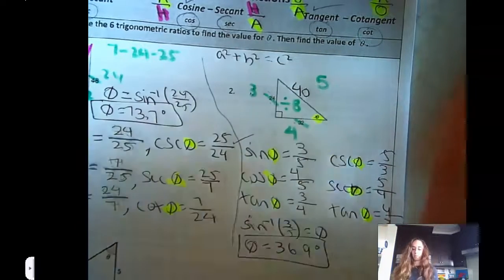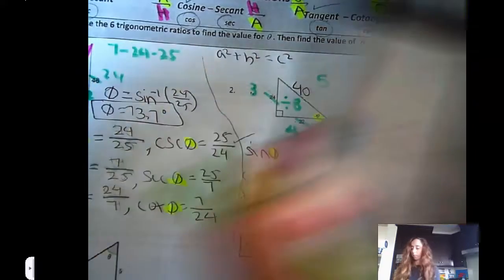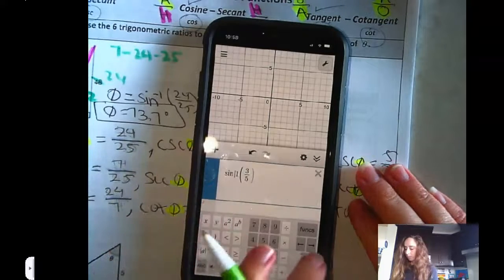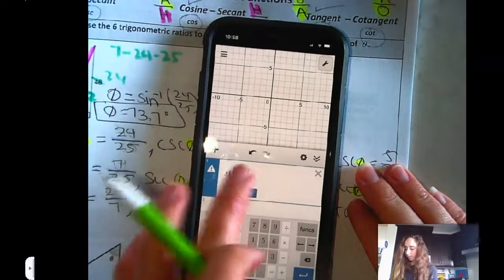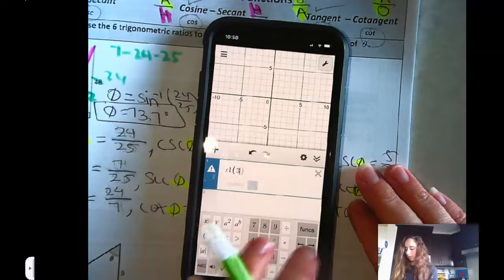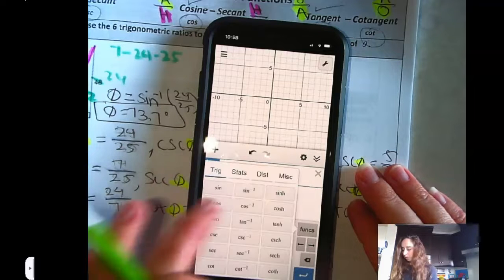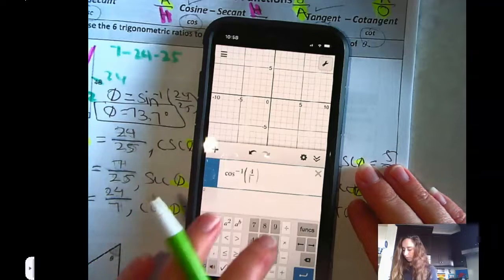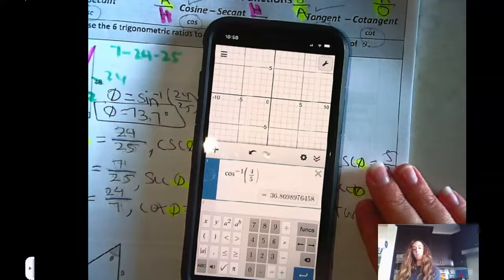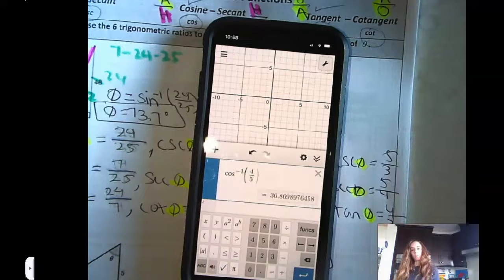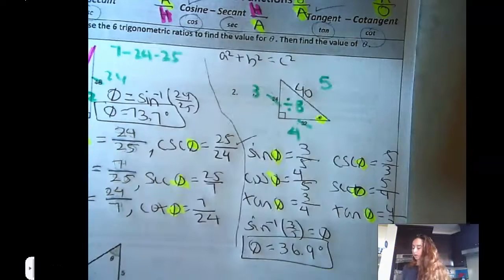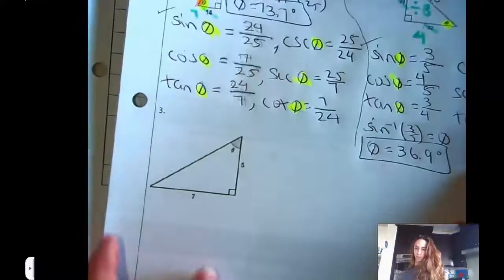I could pick cosine, okay? So I could come over here and I could pick cosine. Let's see, I'll just start again. Functions, inverse cosine of 4/5. And you're going to notice something weird, and we're going to talk about it later. Okay, so just right now, say sounds good. All right. So now we're going to come over here, and we're going to do this one.